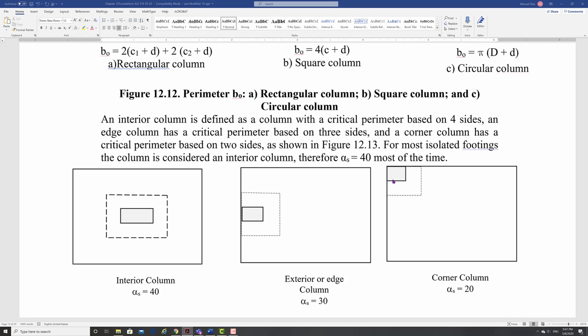Okay? Because in these cases, normally what you do is you join this with another column and make a combined footing. Okay? The same with this one. I can join this one with another one, make a combined footing to avoid that eccentricity. Okay? So the one we're going to see is this one, okay? The most common one.